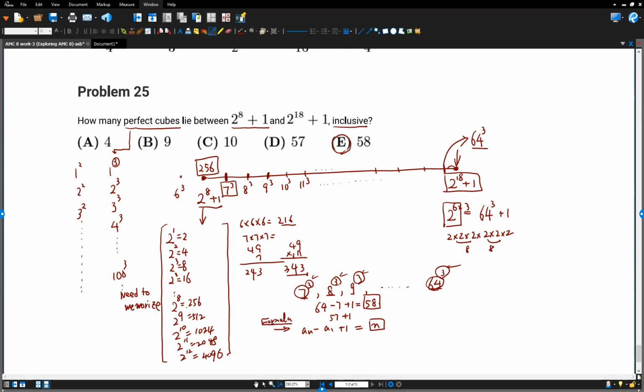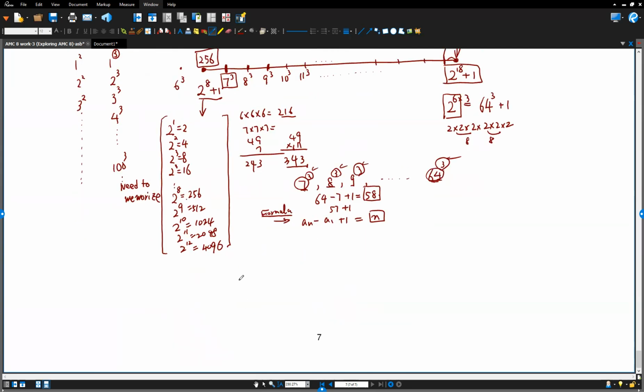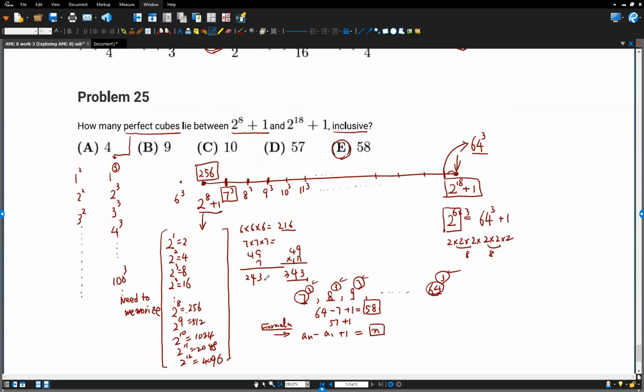That is number 58. This is the answer to number 25. Any questions about number 25? After class, just figure it out by yourself, because this is being recorded. It's going to be on YouTube. You can take a look if you have any questions. All right, Chan, do you have any questions?